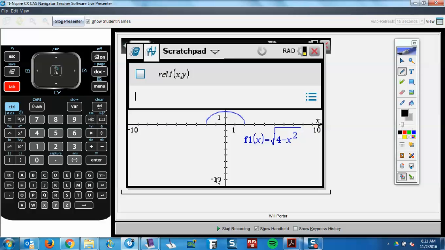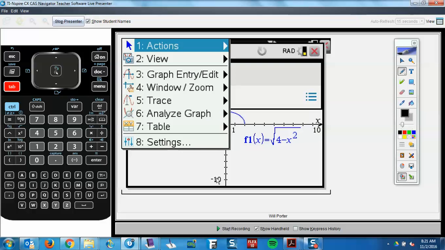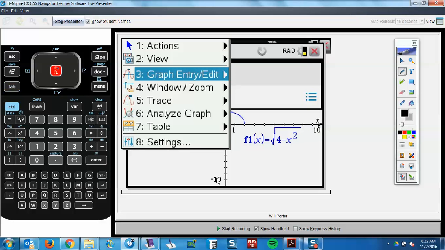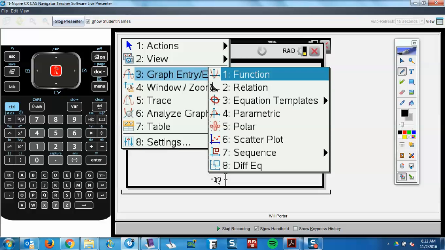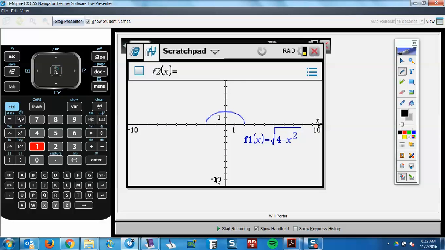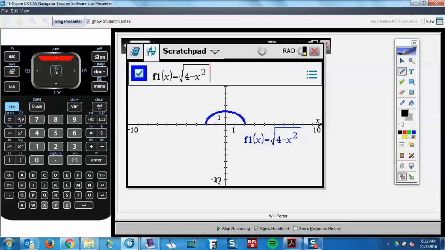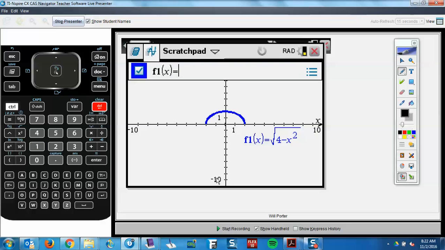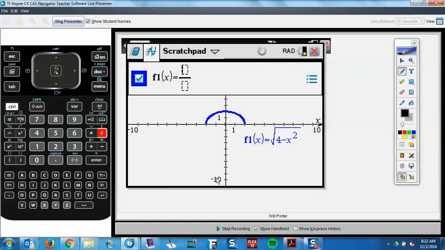If you go to Menu and Graph Entry, there are different types of graphs. We want to be in function. Somehow he got in relation. I don't remember how he might have done that, but that's why. So now arrow back up. There you go. Now clear that out. Okay, so here we go. So let's put that fraction back in.